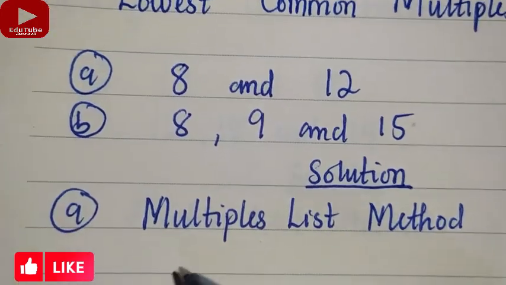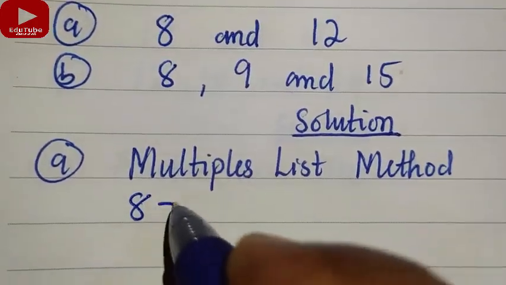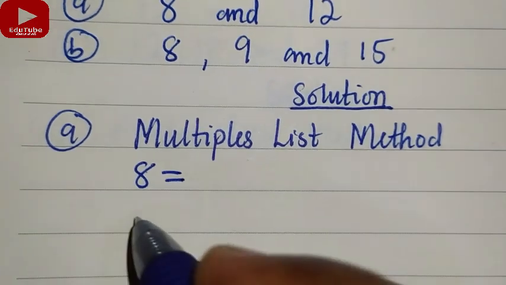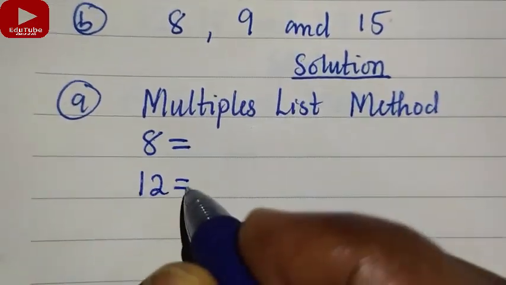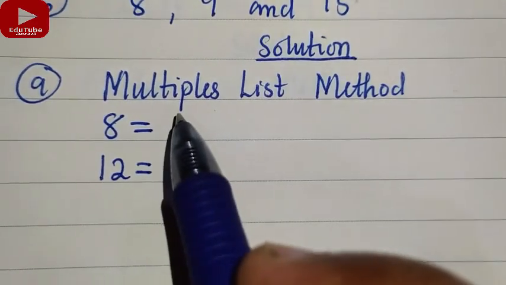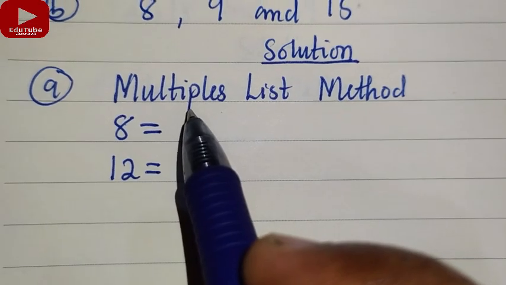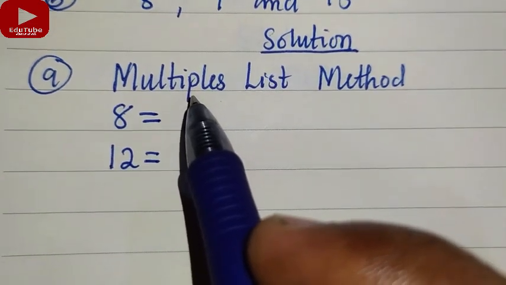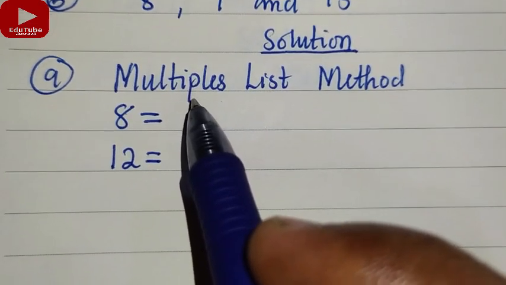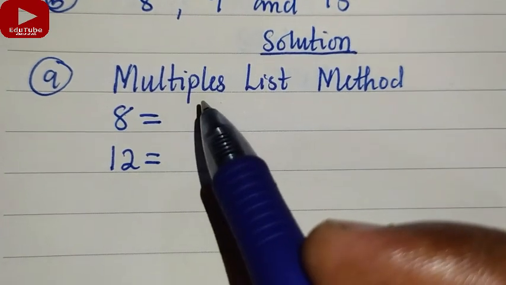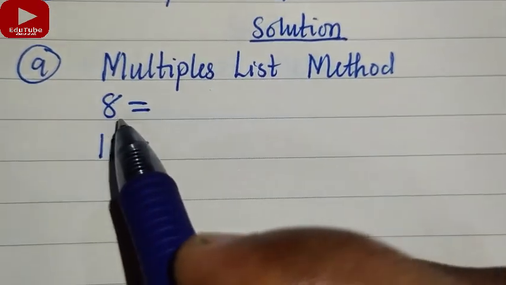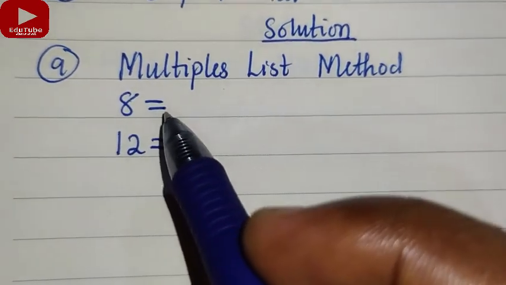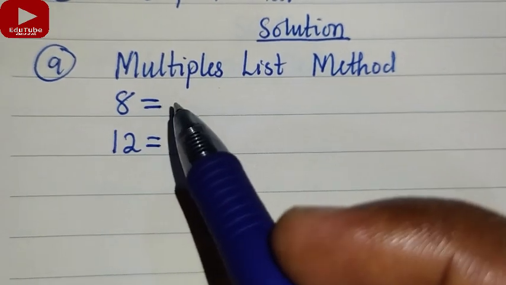So, in the first example, we have 8. We are going to list multiples of 8, and then we are going to list multiples of 12. As I said, when you hear about multiples, you should think of multiplication. Multiples are numbers that you get when you multiply a number by other series of numbers. To list multiples of 8, you just think of the multiplication table of 8.